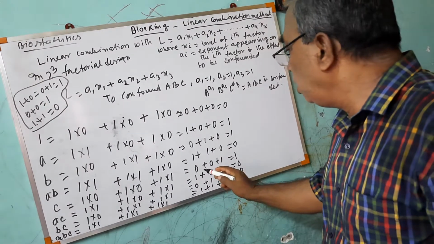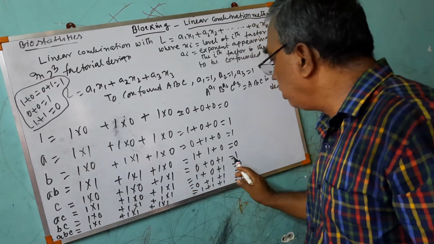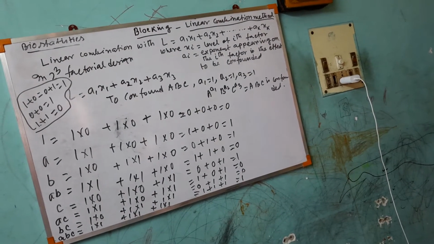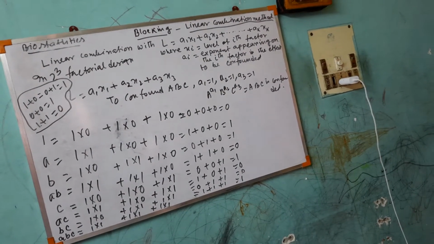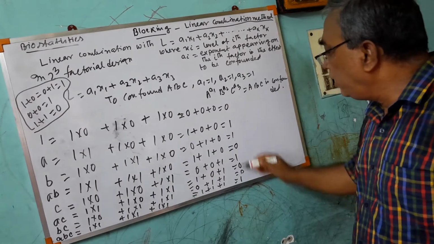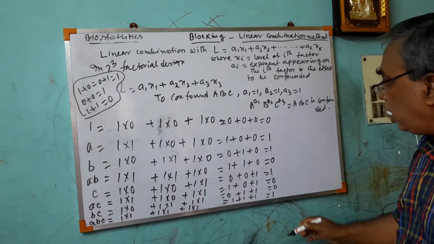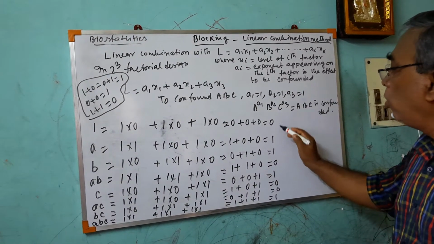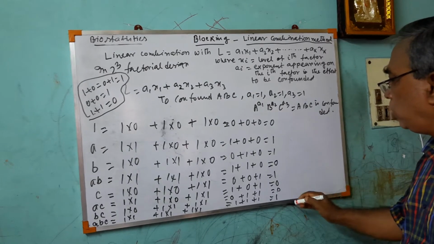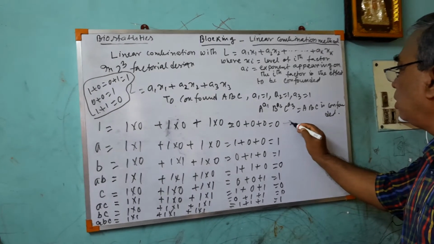C, in case of C, 0, 0, 1, right. Okay, so now you see, in the last column, you see 0, 0, 1, 1, 0. How many zeros? 1, 2, 3, 4, 0. 1, 2, 3, 4, 1. So 0 I am writing 0.